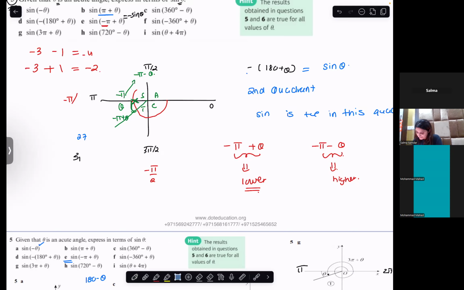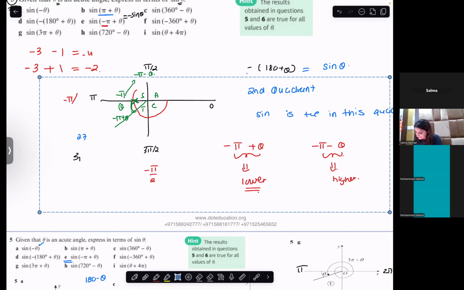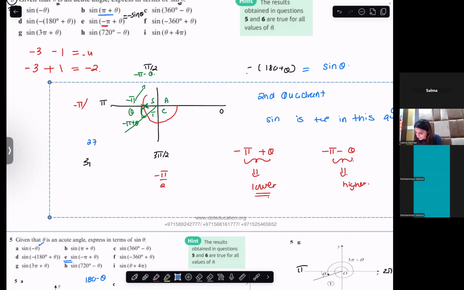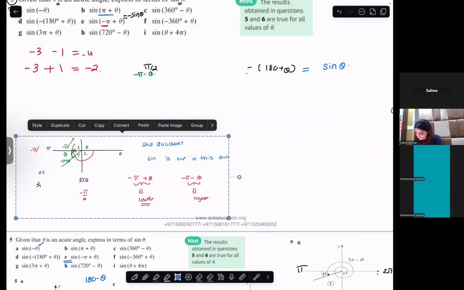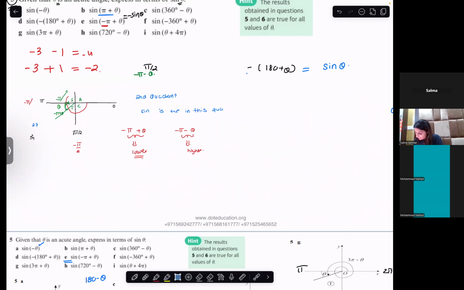Miss, what happens to the minus pi? That is the question. We want an equivalent acute angle of the given angle. So minus pi plus theta is equal to what acute angle? Minus pi plus theta is equal to minus sine theta. Okay, let's try the F1.